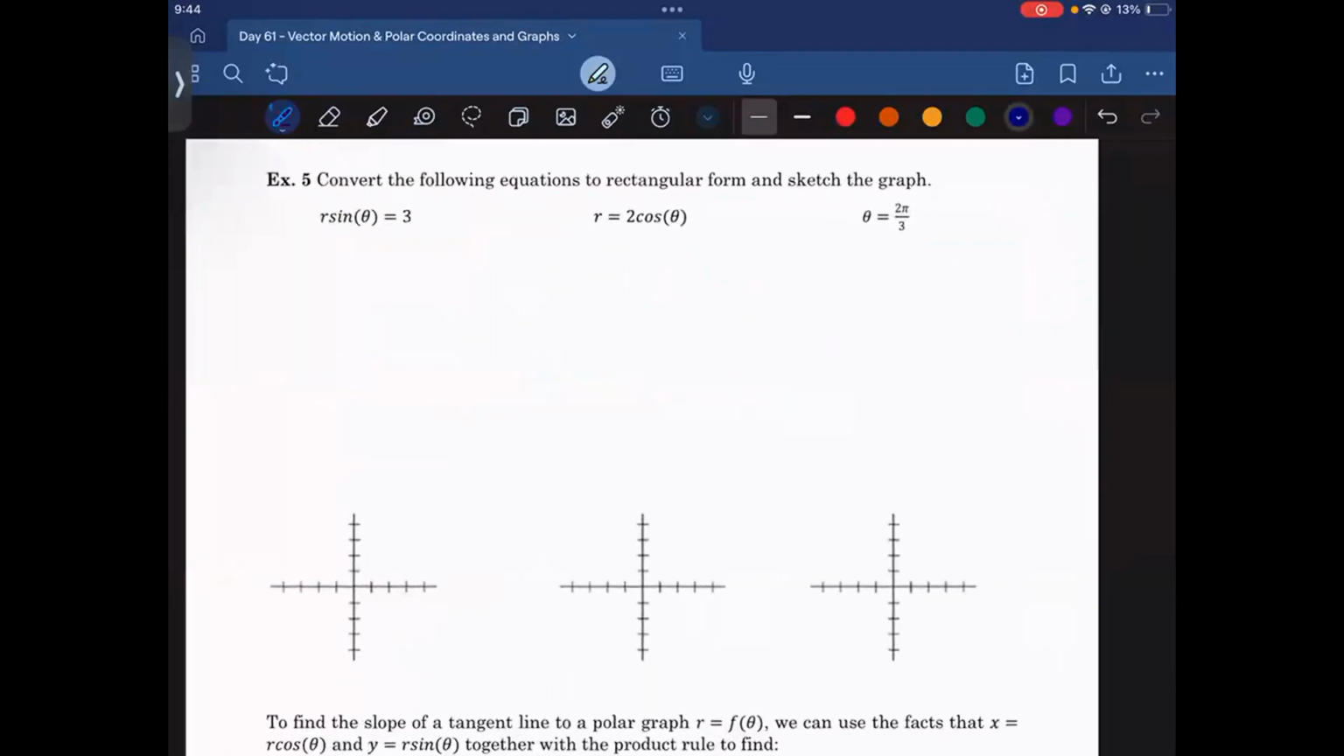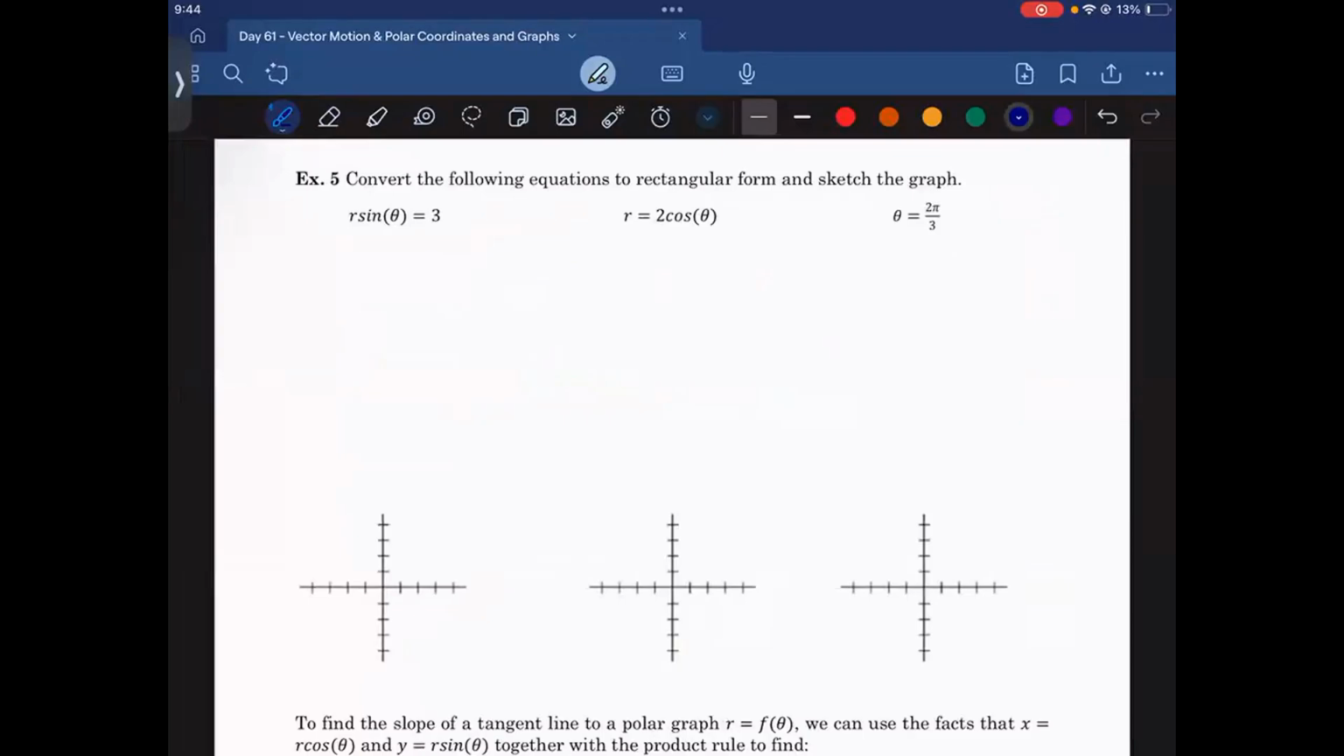Okay, example 5, convert the following equations to rectangular form and sketch the graph. So we have our first one, r sine of theta equals 3. We know that r sine of theta is just our y value, so we just know it's y equals 3. So this one's really easy. We like that. And sketch the graph. We know y equals 3 is going to look like this.